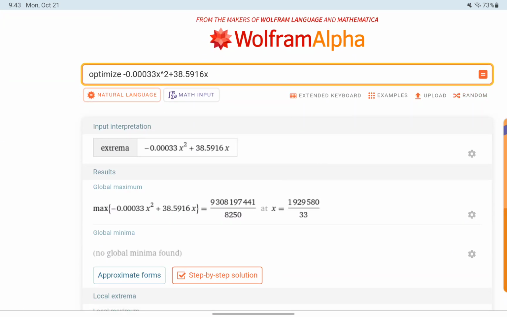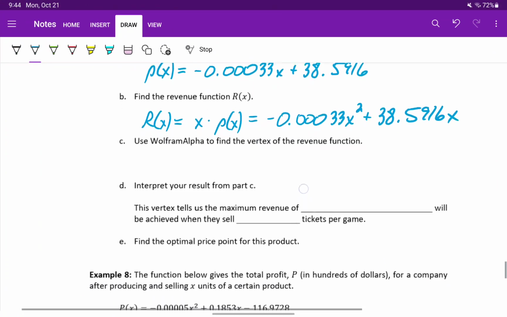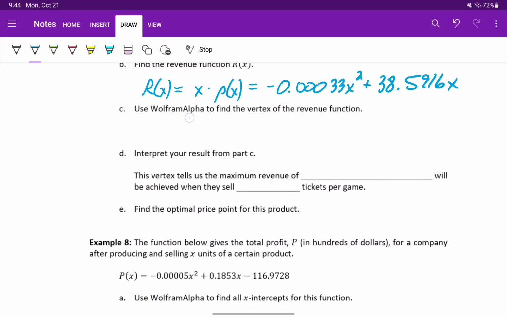We get some information that doesn't immediately make sense, but if we click on that approximate forms option, it's going to tell us that our maximum occurs at an x value of 58,472 and a y value of 1,128,266. That's our vertex then, that x and y pair.